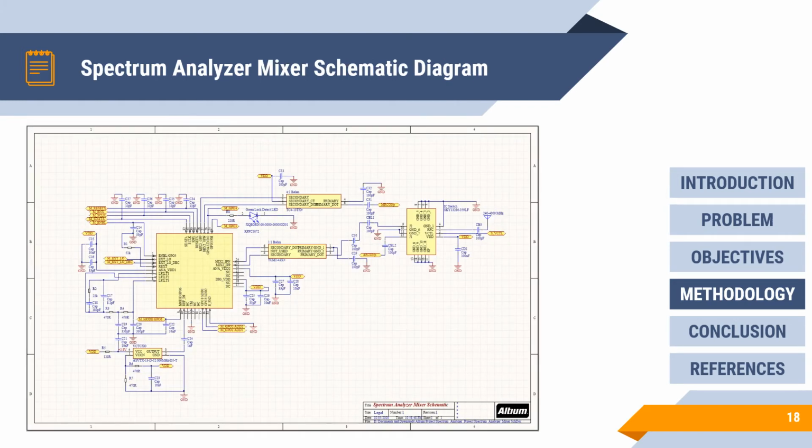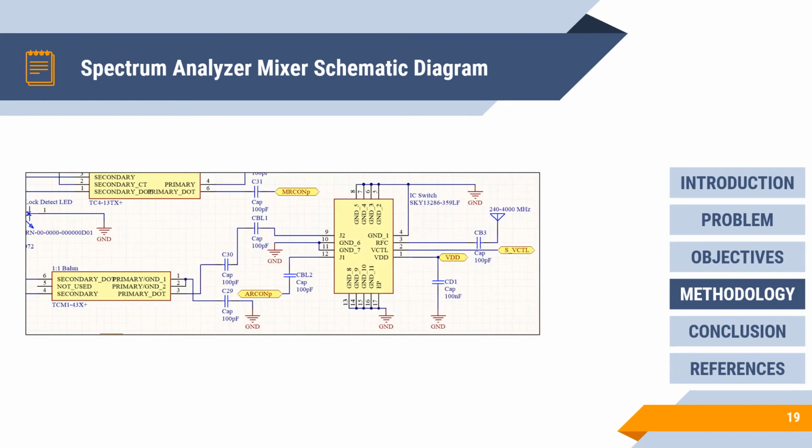Here's the schematic diagram of the mixer, RFC5072A. It is connected to the RF switch SKY13286-359LF and will receive the signal from 961 MHz to 4 GHz. It also has transmission line balun, which is essential for proper mixing operations.